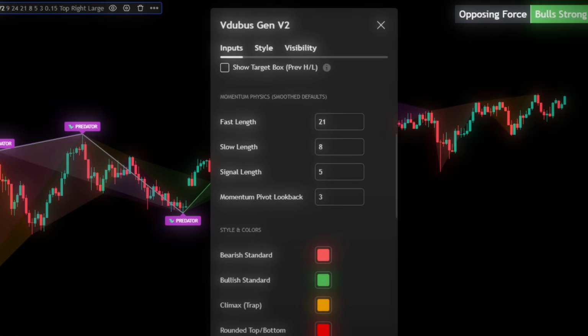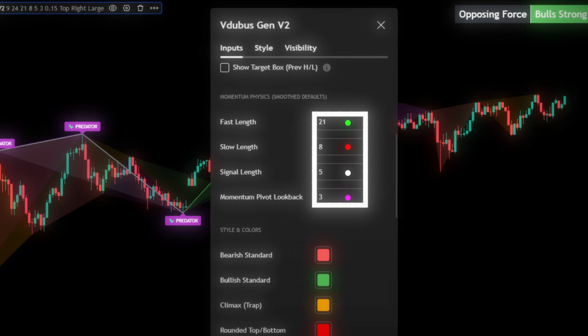Double-click the indicator to open the settings panel. You'll see 4 main inputs: fast length, slow length, signal length, and look back. The defaults from the author, 8, 21, 5, 3, are your starting point. They're calibrated well for most markets and most timeframes. Don't over-tweak right out of the gate.